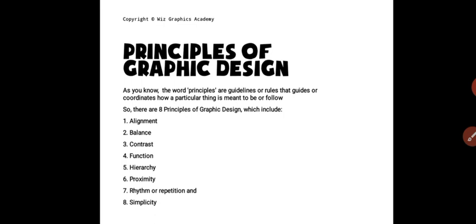All right, so there are 8 principles of graphic design. The first one is alignment, second is balance, third is contrast, fourth is function, fifth is hierarchy, sixth is proximity, seventh is rhythm or repetition, and eighth is simplicity. Okay: alignment, balance, contrast, function, hierarchy, proximity, rhythm or repetition, and simplicity.